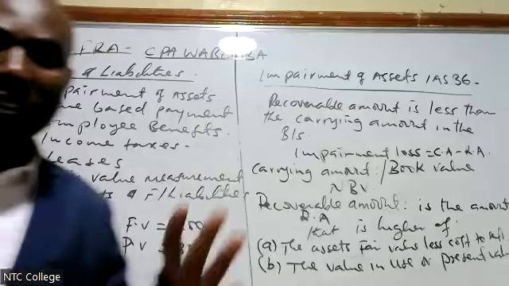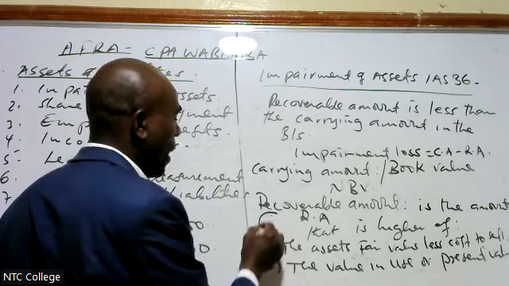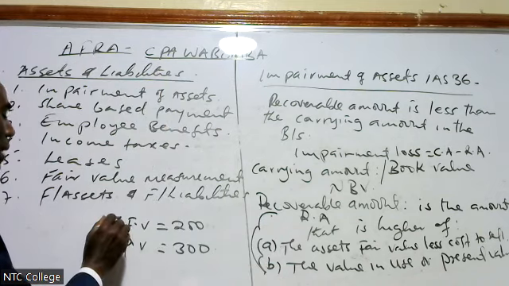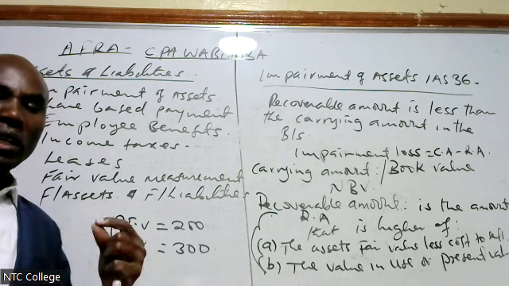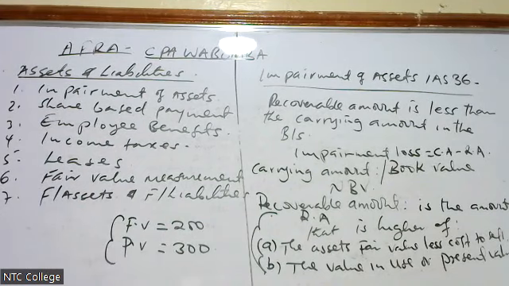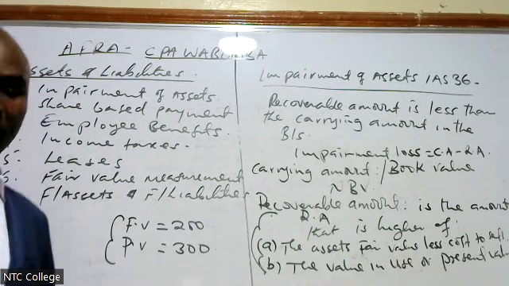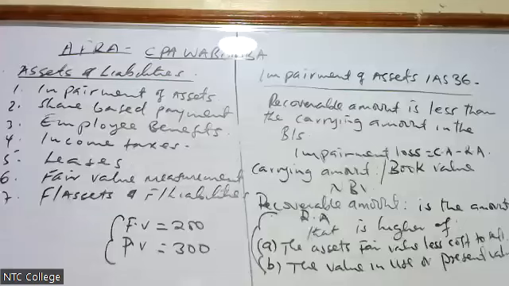Now I want my good friend Florence to tell us, according to this definition of the recoverable amount that Mwalimu has given us, what value here will qualify to be the recoverable amount. I have two values there, fair value and the present value. Which value will qualify to be the recoverable amount of this asset A?